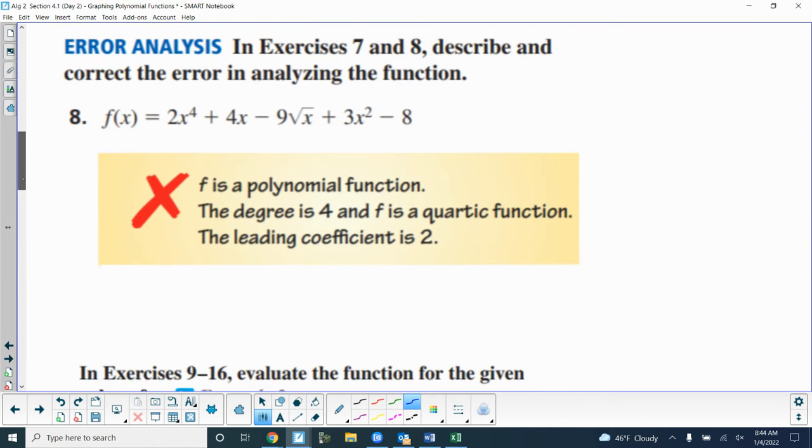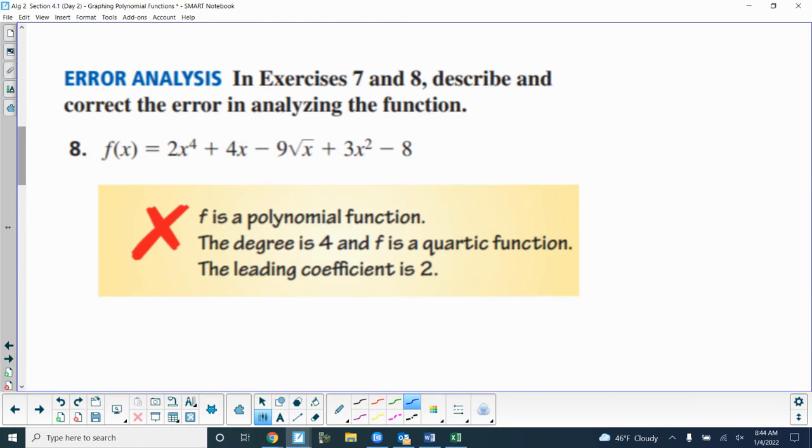Number 8, it says in 7 and 8, describe and correct the error in analyzing the function. Well, the first thing it says is wrong. It's not a polynomial function. Why? X under the radical sign. Yeah. Okay. That's like an exponent of 1/2. And they're supposed to be whole number exponents. So that's not a polynomial function. All right. Where do we go next?